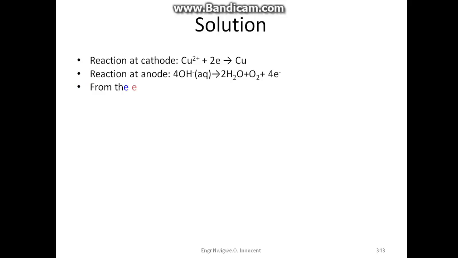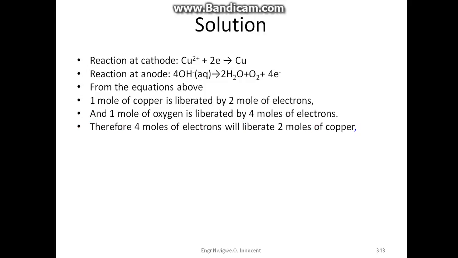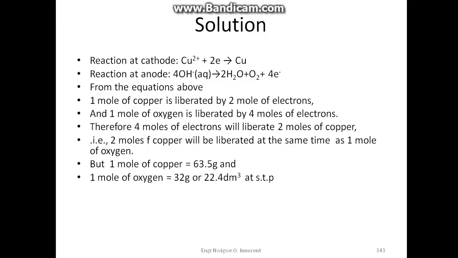From the equation above, 1 mole of copper is liberated by 2 moles of electrons, and 1 mole of oxygen is liberated by 4 moles of electrons. Therefore, 4 moles of electrons will liberate 2 moles of copper. That is, 2 moles of copper will be liberated at the same time as 1 mole of oxygen. But 1 mole of copper is equal to 63.5 gram, and 1 mole of oxygen is equal to 32 gram or 22.4 dm cube at STP.